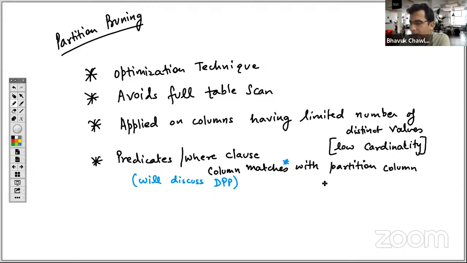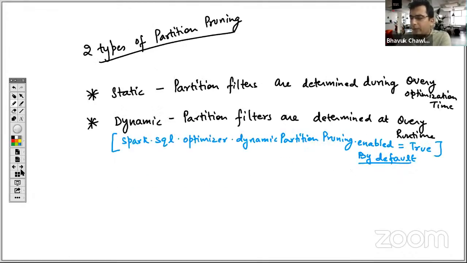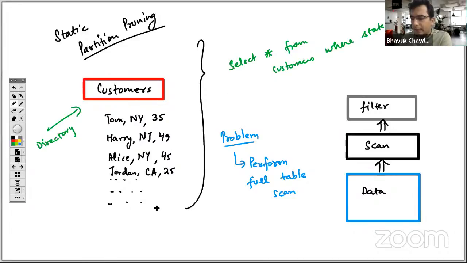And then the predicates, or the where clause, have a column matching the partition column. What we are looking at right now is static partition pruning, and we are saying that the data organized here is not optimized, because the data will be scanned first from the data source, and then it will be filtered. The filtering will be applied on the entire data set. It is not optimized. Spark is reading data from the source and working on the entire data set, and it is a full table scan. That's why static partition pruning was introduced before Spark 3.x. That is how we used to do it.